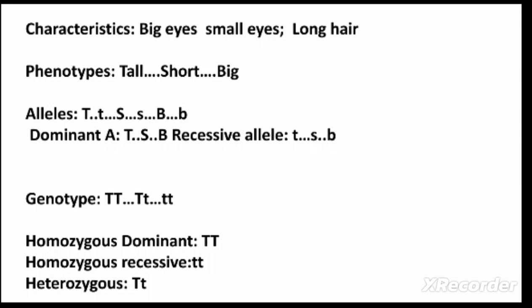Genotype is the alleles, two alleles combined together. Homozygous dominant means the same two capital letters. Homozygous recessive means the same two small letters. Heterozygous means a capital letter and a small letter. So let's move on to the question.